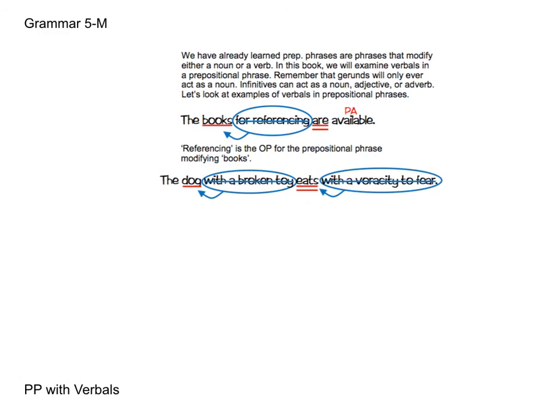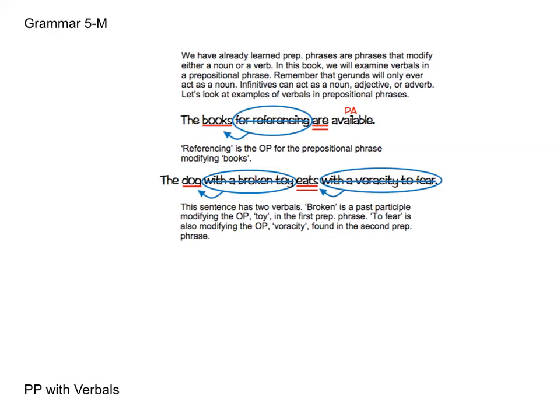And then we have the example sentence, the dog with a broken toy eats with a voracity to fear. So what we have are two prepositional phrases: with a broken toy, and broken is a past participle modifying the OP, toy. And then to fear is also modifying an OP of the second prepositional phrase, voracity. So it's relatively straightforward as long as you remember the functions of each of the different verbals that we've learned.